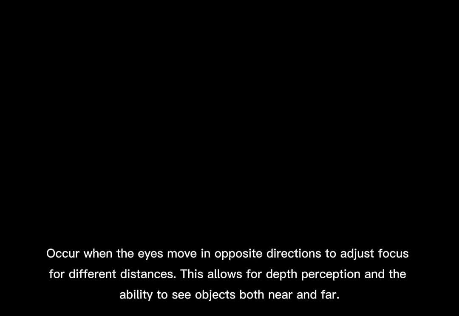3. Vergence movements. Occur when the eyes move in opposite directions to adjust focus for different distances. This allows for depth perception and the ability to see objects both near and far.